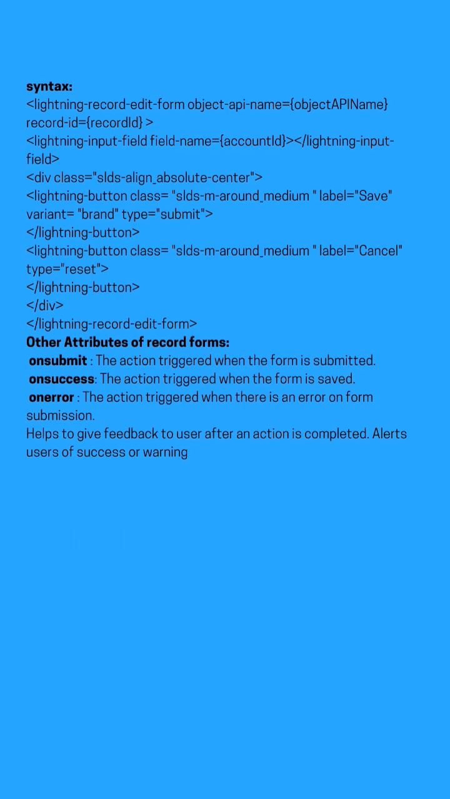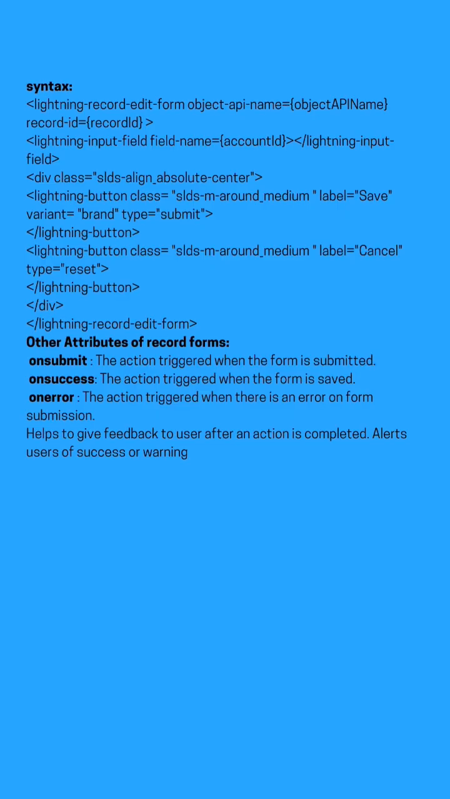Syntax: <lightning-record-edit-form object-api-name="object API name" record-id="recordId"> <lightning-input-field field-name="accountId"> </lightning-input-field> <div class="slds-align_absolute-center"> <lightning-button class="slds-m-around_medium" label="save" variant="brand" type="submit"> </lightning-button> <lightning-button class="slds-m-around_medium" label="cancel" type="reset"> </lightning-button> </div> </lightning-record-edit-form>.